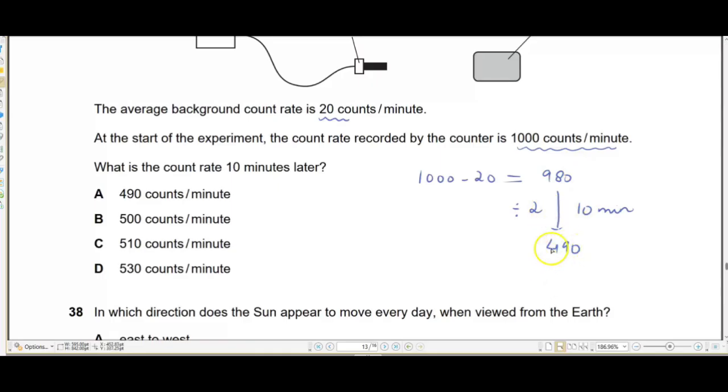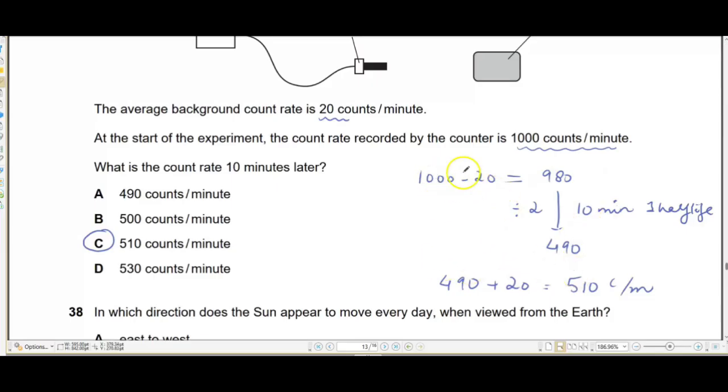Okay? And then, because they've asked what the count rate will be after 10 minutes, like after one half-life only, when we've reached the value, we have to add the background count rate again to the value, and this is going to give us 510 counts per minute. Okay? So C is going to be the correct option. This is how we solve this.